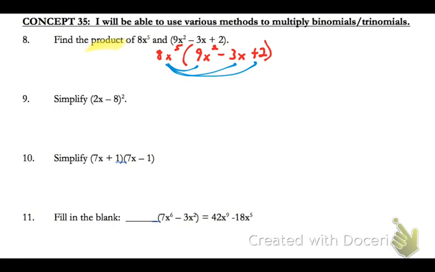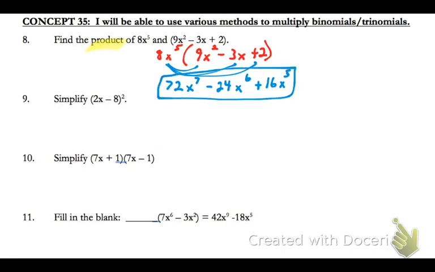So 8 times 9 is 72, x to the 5th times x squared. When we multiply like bases, we add the exponents. So 72x to the 7th. A positive 8 times a negative 3 is negative 24. x to the 5th times x would be x to the 6th, and a positive 16x to the 5th. That gives us the product of 8x to the 5th and the trinomial 9x squared minus 3x plus 2.